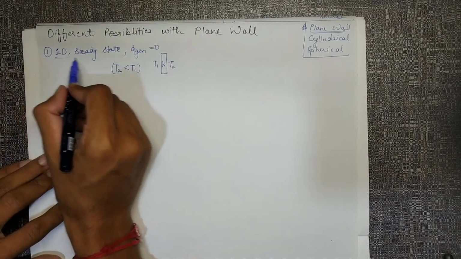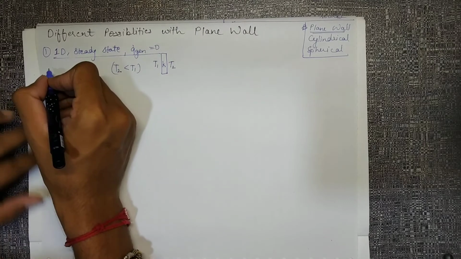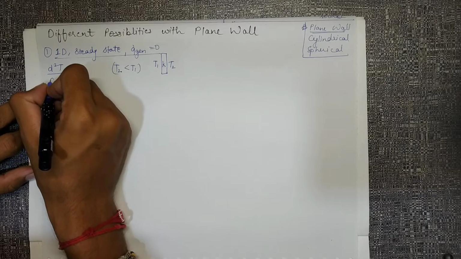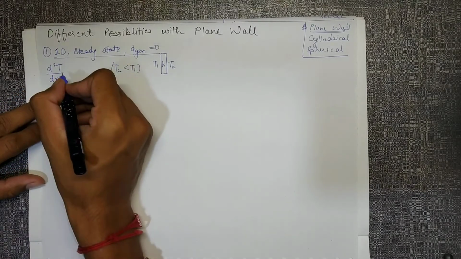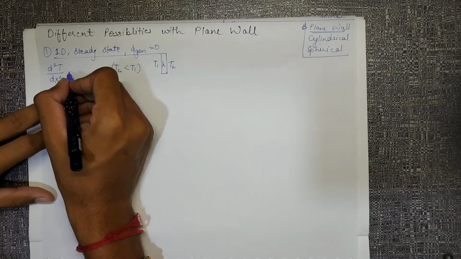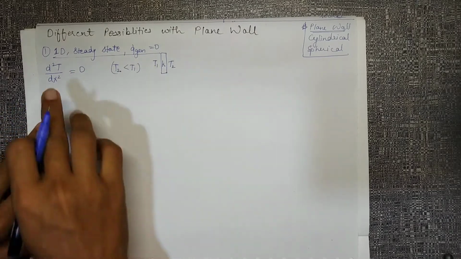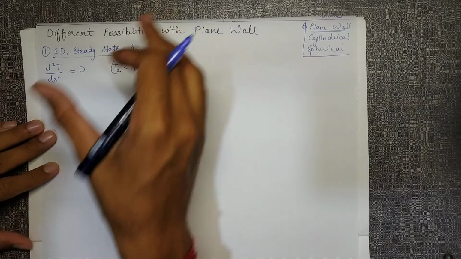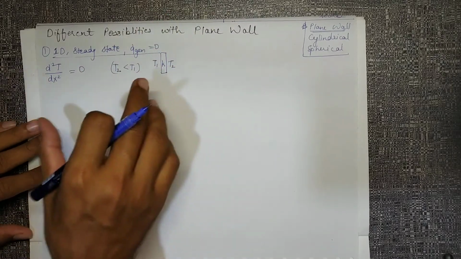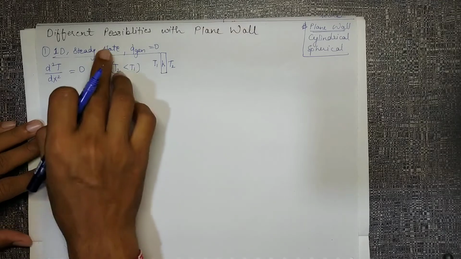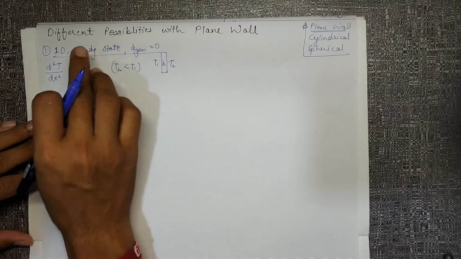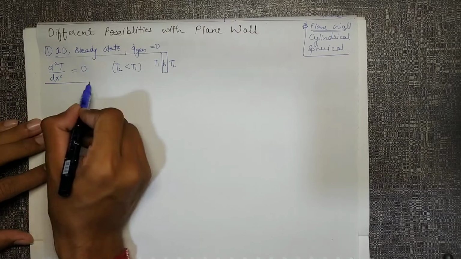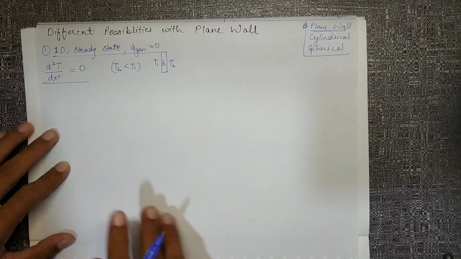With this given condition, my heat equation becomes d2T by dx square, the second order differential of temperature with x, is equal to 0. How did we receive this equation? You can go back to another video where I have been explaining the simplifications for the heat diffusion equation. This was the fifth level of simplification, and you can go back to that video and get more clarification.